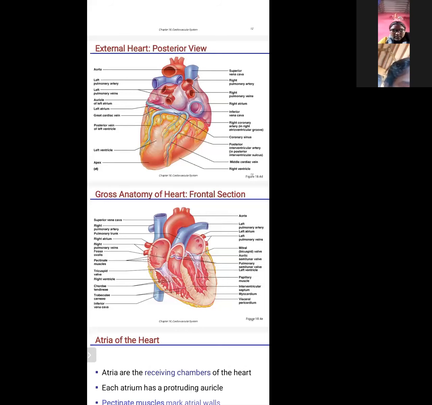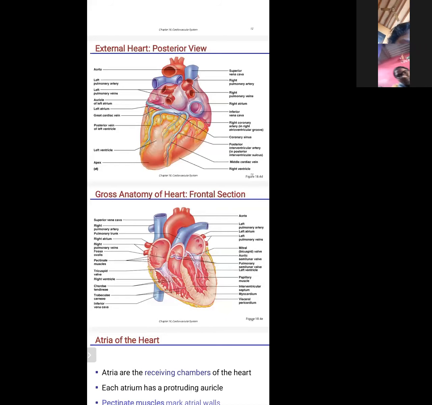Normally veins will carry deoxygenated blood. Arteries will carry oxygenated blood. But here in the heart, pulmonary arteries will take deoxygenated blood to the lungs. Pulmonary veins will carry oxygenated blood to the heart. Okay, you understood? Yes, ma'am.